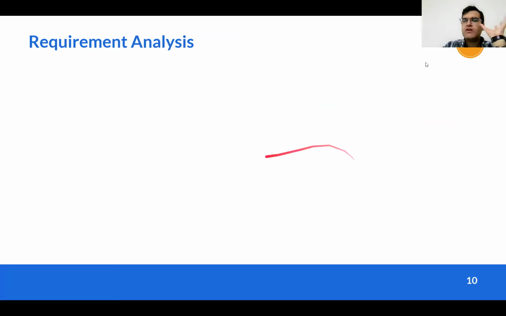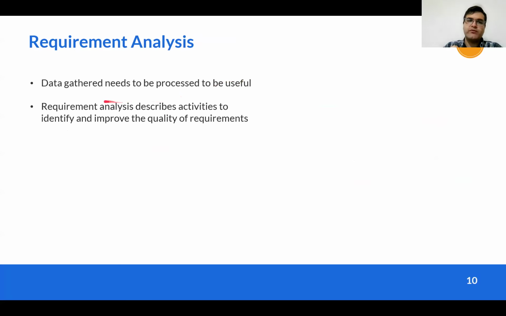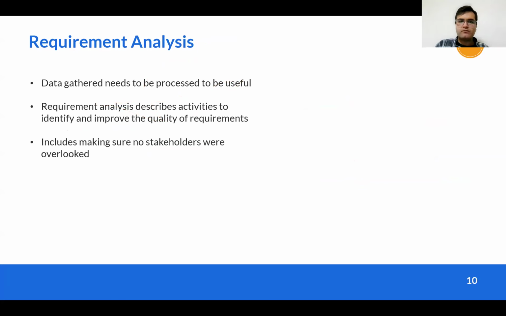Okay, so you've collected your requirements, right? You've done the requirement elicitation. Now you're going to analyze those requirements. The data that you gathered needs to be processed for it to be useful for you. Requirement analysis is what you do to identify and improve the quality of requirements, right? You've collected all the information. Now, based on that information, you're going to come up with a list of requirements.